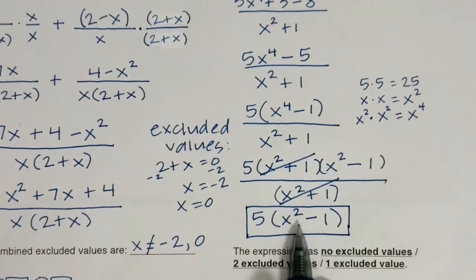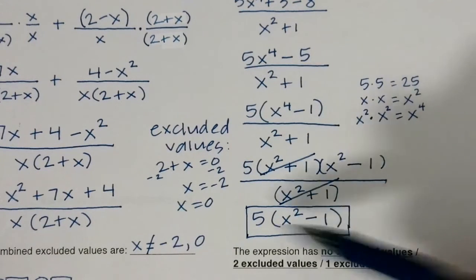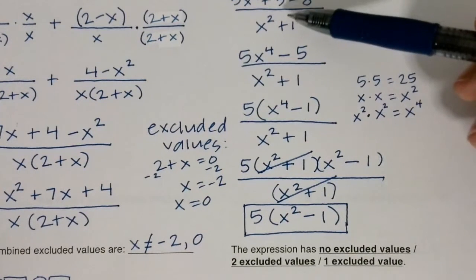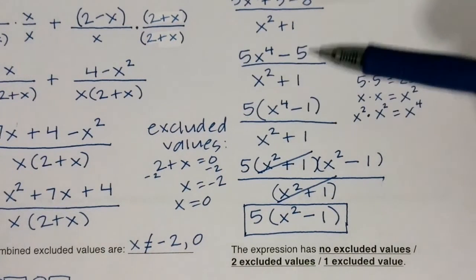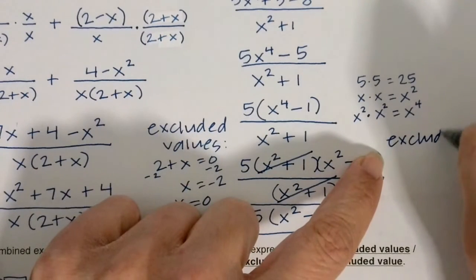Right there. So yes, we could factor this if we wanted to, but it doesn't change the problem in terms of being able to reduce with another denominator, because there isn't a denominator. So at this point, this is our final answer, but we have to ask, is there no excluded value, 2 excluded values, or 1 excluded value? So to find the excluded domain, we got to go look at the denominator. We're not going to look at this one, so excluded values.